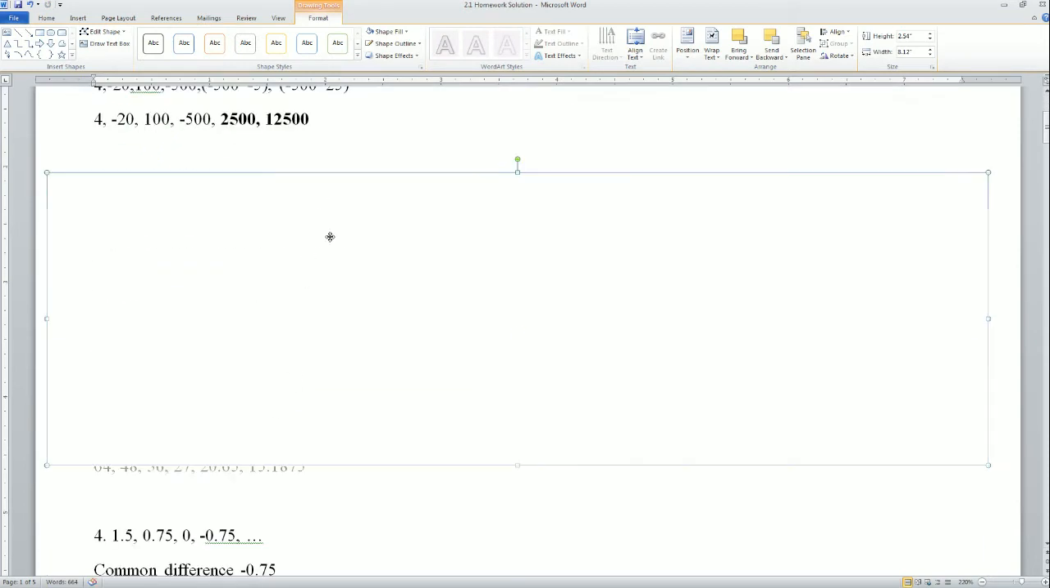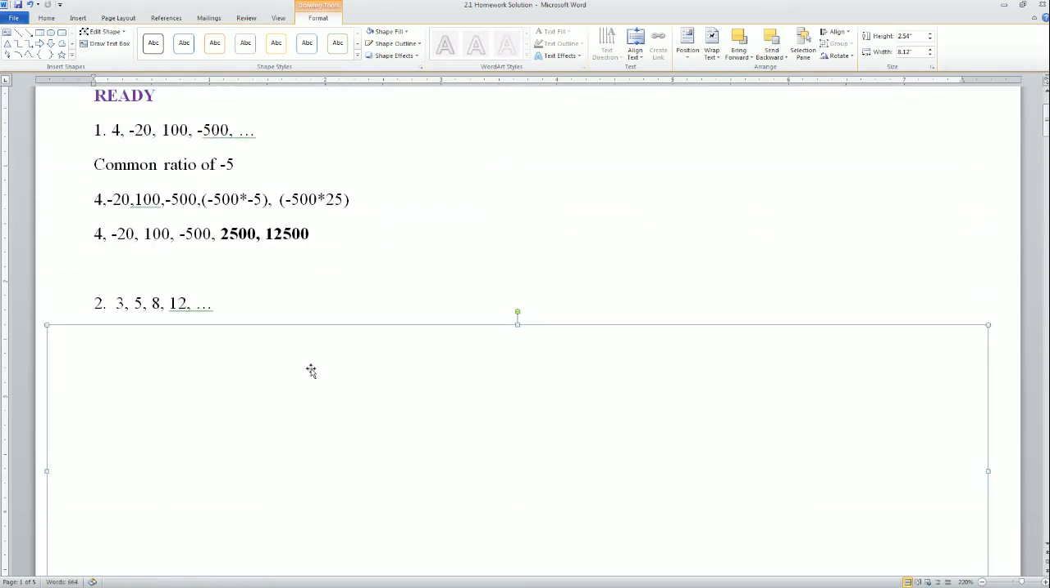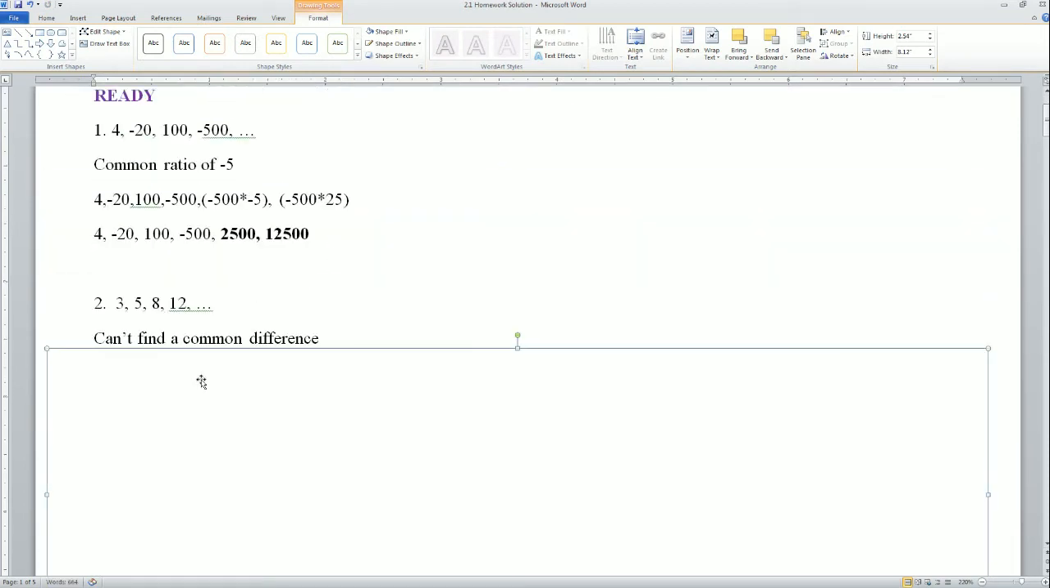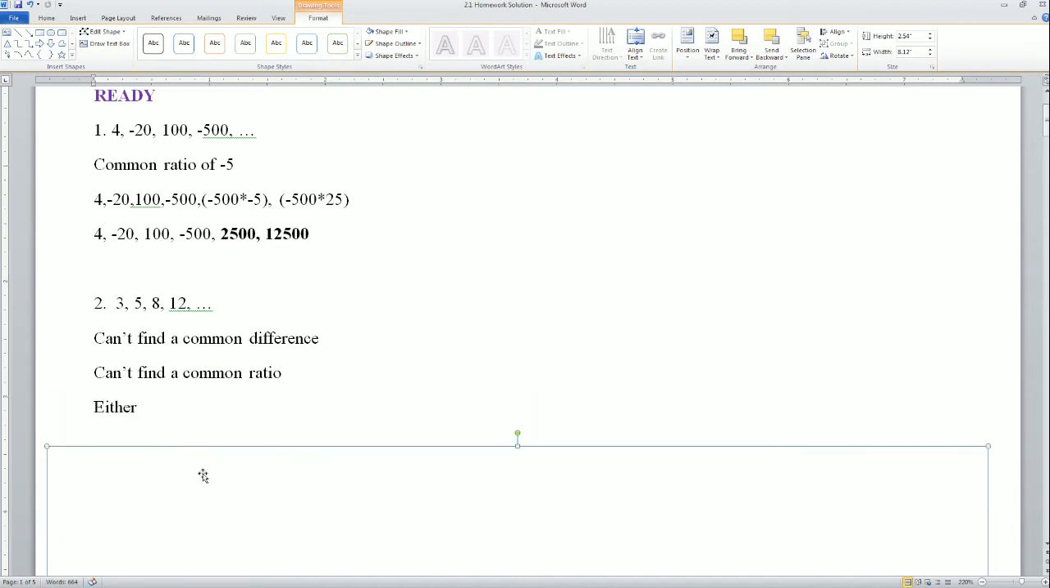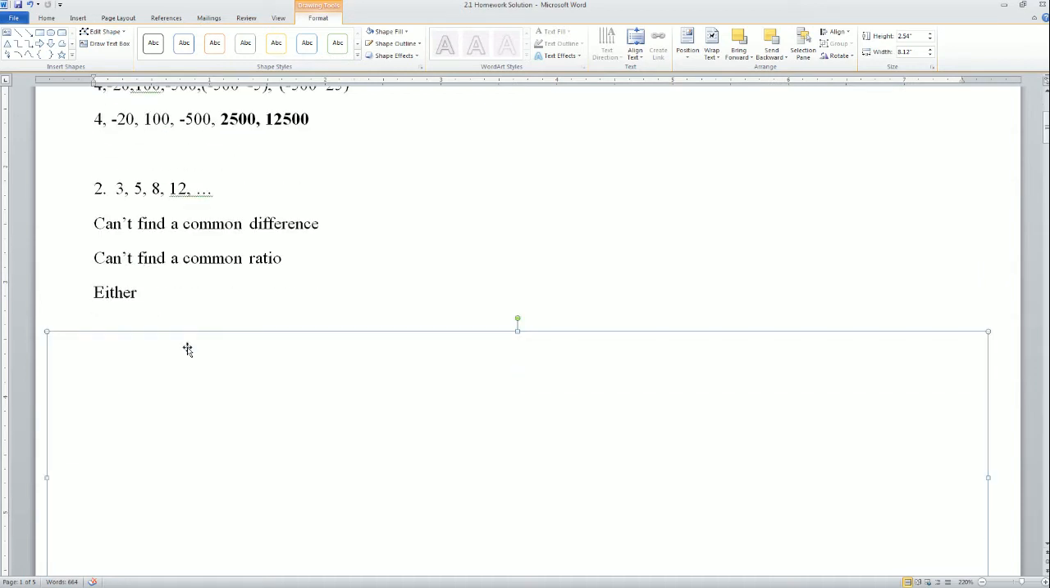Alright, next we have 2, 3, 5, 8, 12. I saw I cannot find a common difference. Okay, and I cannot find a common ratio. So it is neither arithmetic or geometric. Therefore, I can't find the next two terms. This is quadratic. There is a way to do this, but you're going to see that in high school.